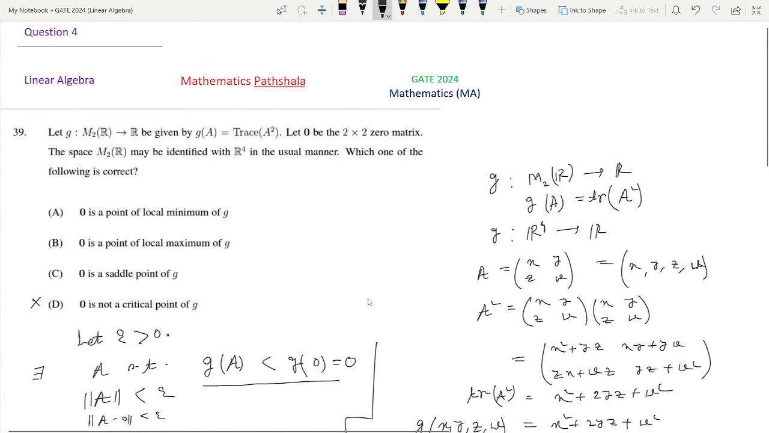So 0 is neither a local maximum nor a local minimum, and hence 0 is a saddle point of G. So option C is the correct option and options A, B are not correct. Here options A, B and D are not the correct options and option C is the only correct option. This is the solution of this problem.